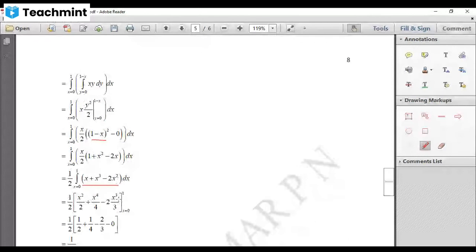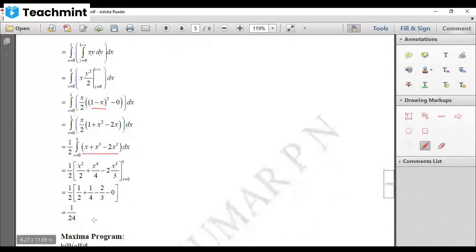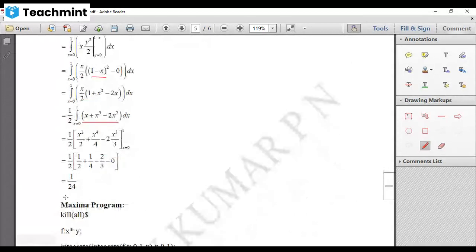A function of x alone. So I can integrate with respect to x. x square by 2, x to the power of 4 by 4, minus 2 into x cube by 3. And apply the limit, you will get the answer as 1 by 24.